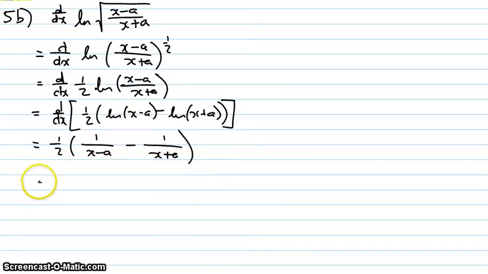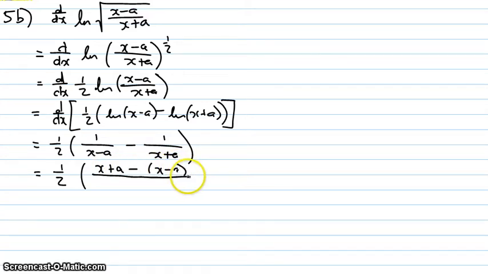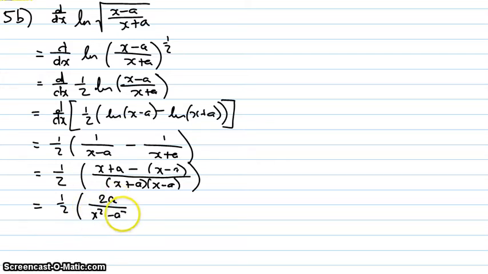So again, we can cross multiply here if we like, still get a half out the front. This gives us ((x + a) − (x − a)) over (x + a)(x − a). So this gives us a half times 2a over (x² − a²). So this gives us a over (x² − a²). So that is part B.